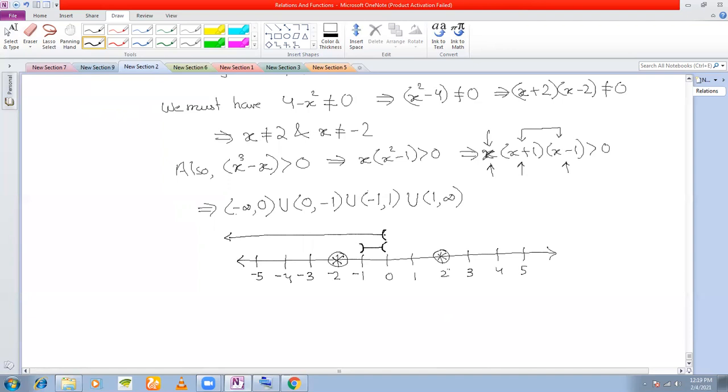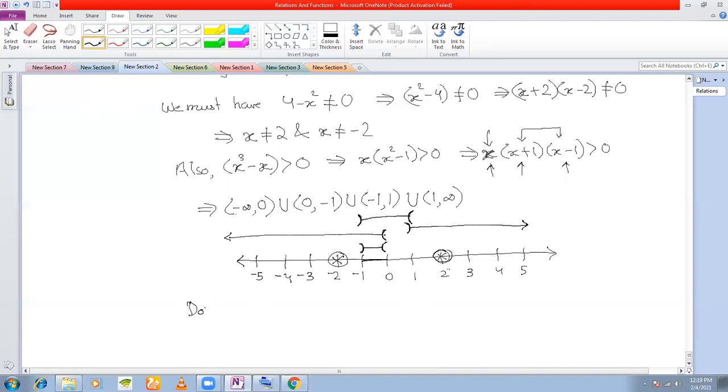Remaining less than minus 1 or greater than minus 1. And then from minus 1, it can go to plus 1. And then from plus 1, it can move to infinity, but it cannot be equal to plus 2. So what is the common region that you are getting here? First, the common region is minus 1 to 0.